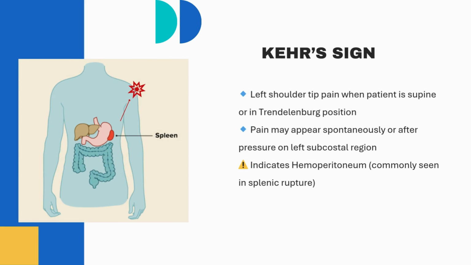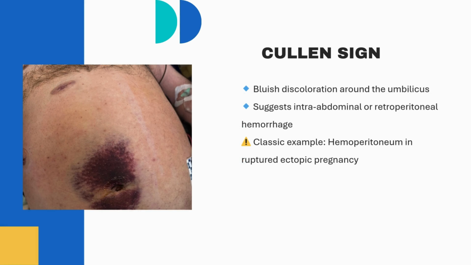Kehr sign. Left shoulder tip pain when patient is in supine or in Trendelenburg position. Pain may appear spontaneously or after pressure on left subcostal region. It indicates hemoperitoneum, commonly seen in splenic rupture. Cullen sign. Bluish discoloration around the umbilicus suggests intra-abdominal or retroperitoneal hemorrhage. Classic example of hemoperitoneum in ruptured ectopic pregnancy.